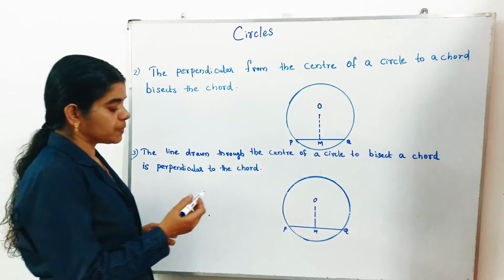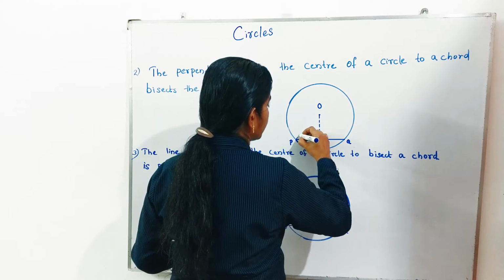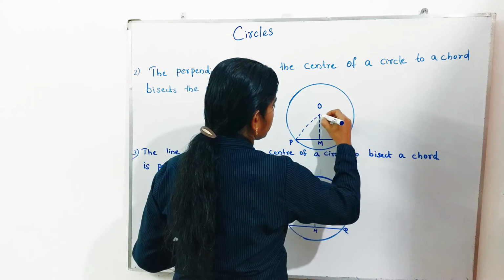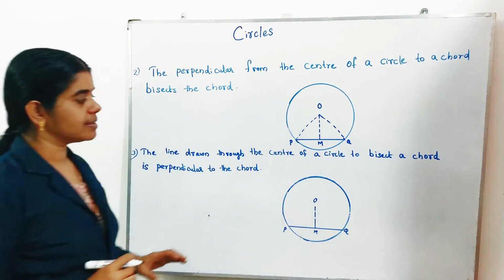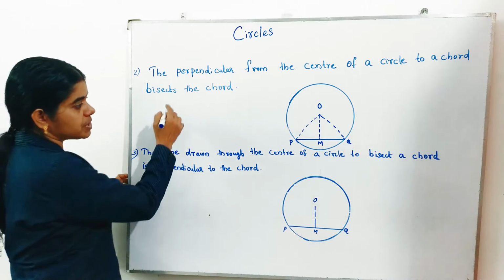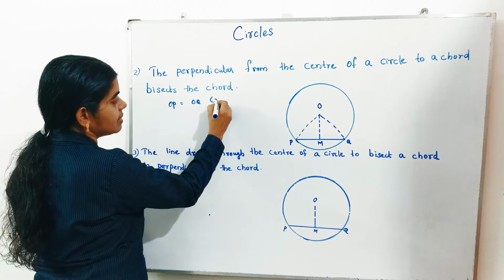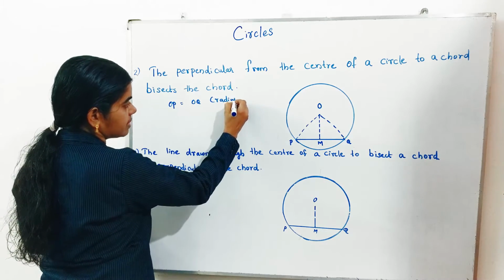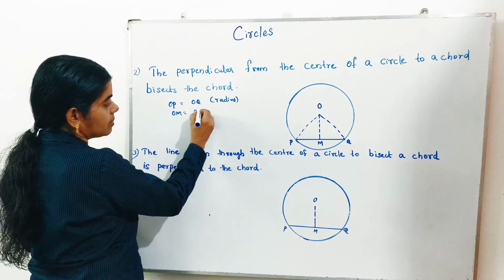Then, how can we prove this? Just join OP and OQ. Then we will get two triangles OMP and OMQ. In those two triangles we know that OP is equal to OQ. What will be the reason? Radius of the circle. Then OM is equal to OM, common.